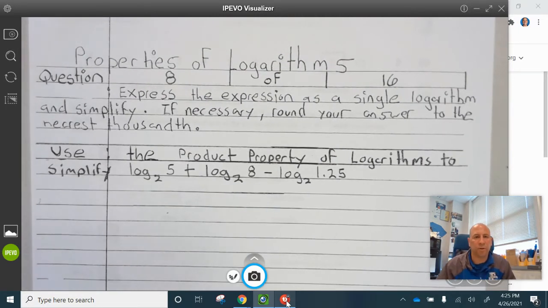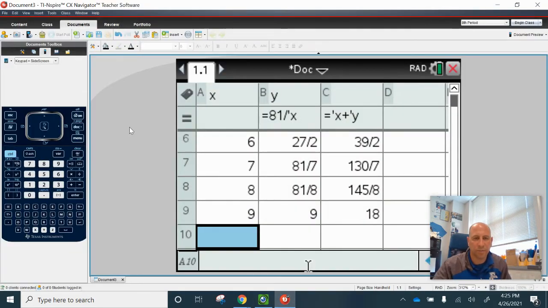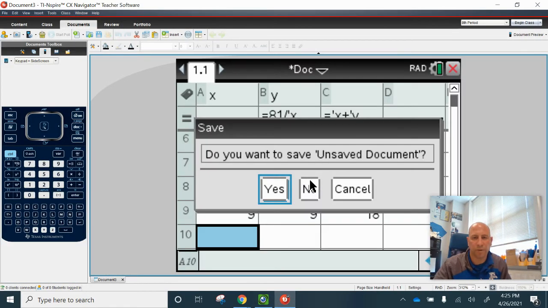Express the expression as a single logarithm and simplify. If necessary, round your answer to the nearest thousandth. Use the product property of logarithms to simplify log base 2 of 5 plus log base 2 of 8 minus log base 2 of 1.25. I honestly think this one is just easier to put in a calculator, so let's do that.